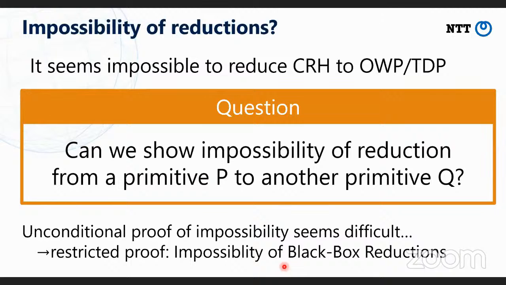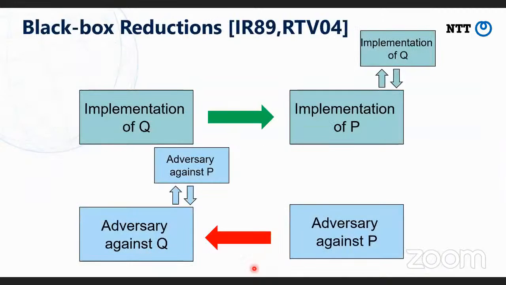Next, let me explain about the black box reductions. We say that a reduction is a black box reduction if both the construction and the proof are done in a black box manner. That is, the construction of P accesses the implementation of Q only in a black box manner, and in the security proof, the adversary against Q accesses the adversary against P only in a black box manner. Actually, this is the explanation of the fully black box reductions. But in this talk, when I say black box reduction, it means fully black box reductions.